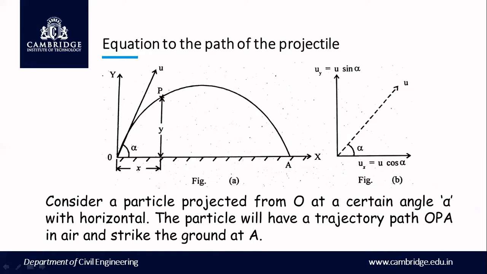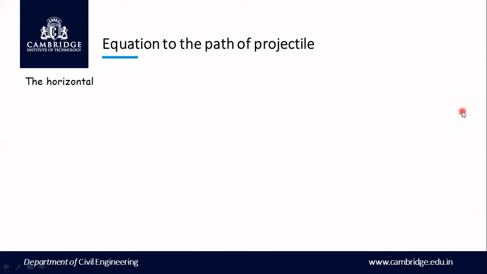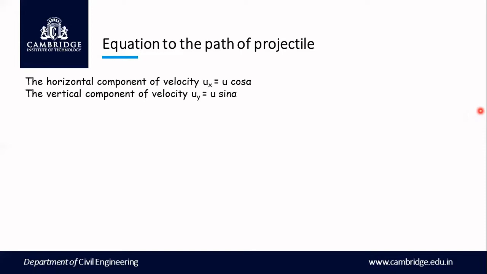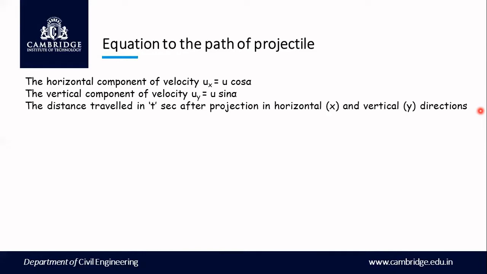So referring to this figure, I'll proceed further. The horizontal component of velocity ux is equal to u cos alpha. The vertical component of velocity uy is equal to u sin alpha. The distances traveled in t seconds after projection, in the horizontal x and vertical y directions, are given by x is equal to ux into t, that is u cos alpha into t. We know that the horizontal component of the velocity is u cos alpha. So I call this equation number 1.